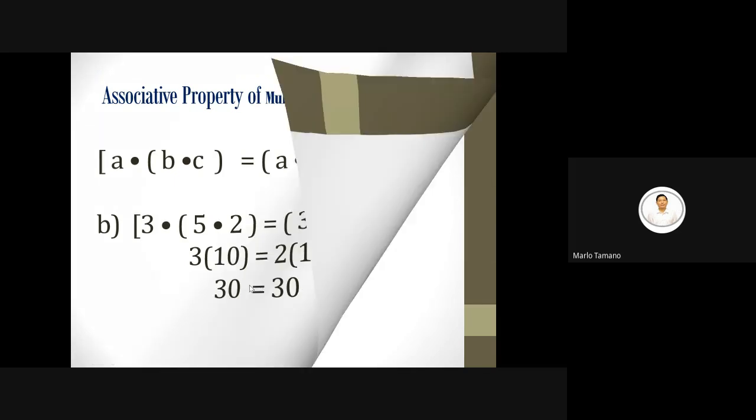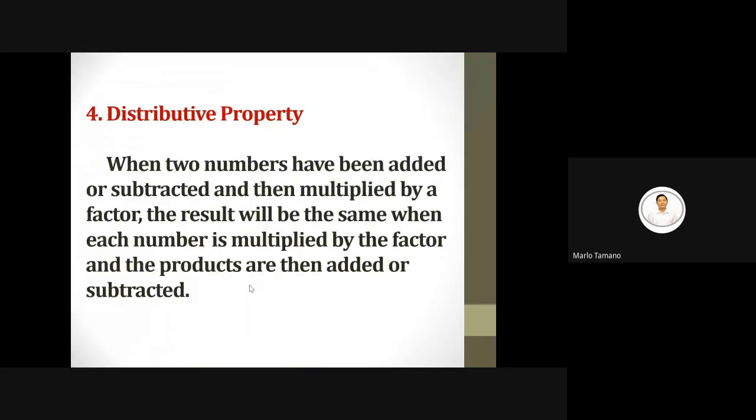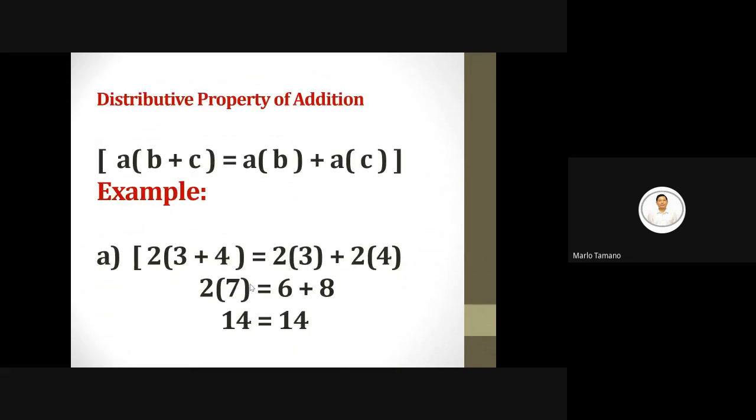Okay. Next we have here distributive property. When two numbers have been added or subtracted and then multiplied by a factor, the result will be the same when each is multiplied by the factor and the products are then added or subtracted. Take a look. We have here distributive property of addition. So, ano pong i-distribute natin dito? Yung A. So, A times B, ganun po. So, A times C, yan.